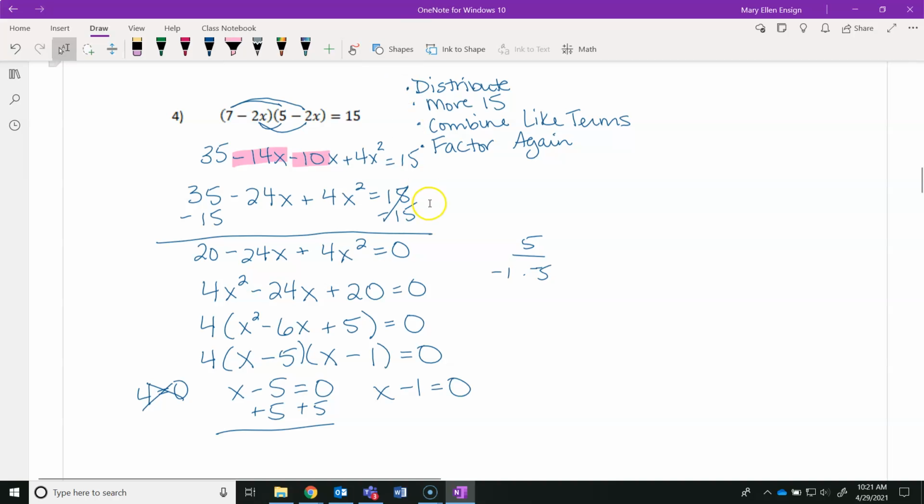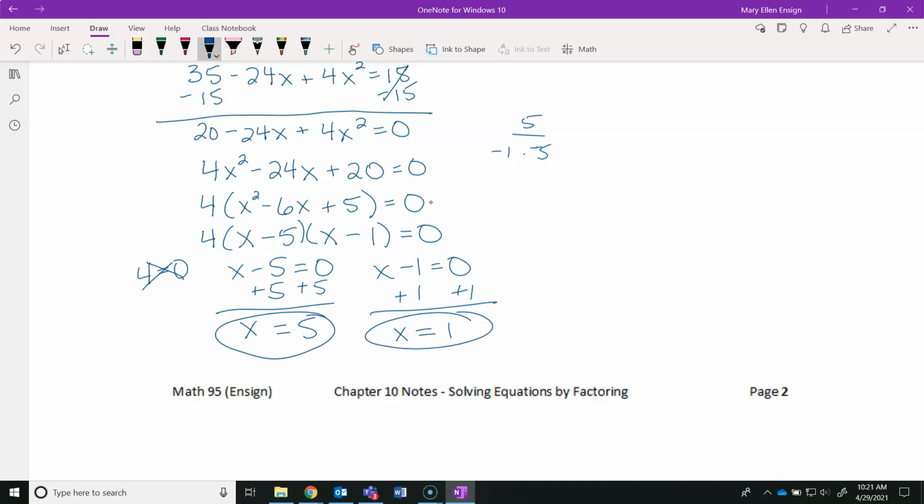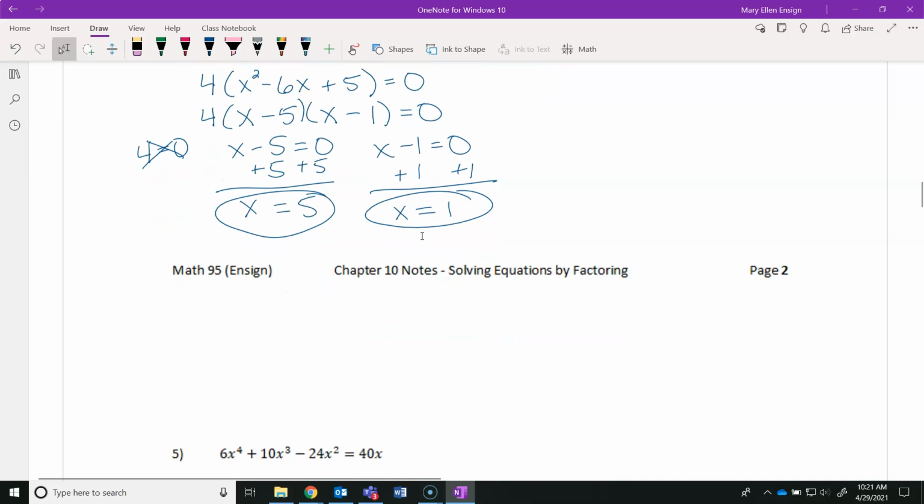So I solve for both of those, and I get x equals 5, x equals 1. Those are my 2 answers. Again, any questions you have, look back over this part of the video and then mark it down and ask me.